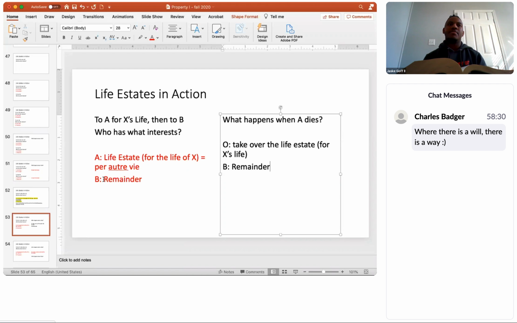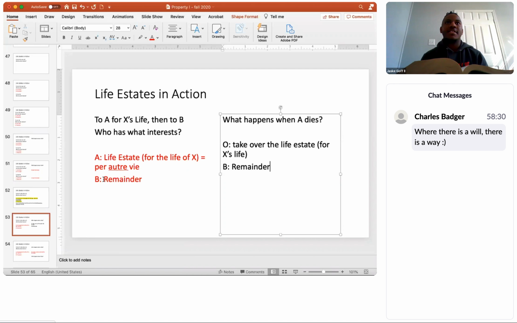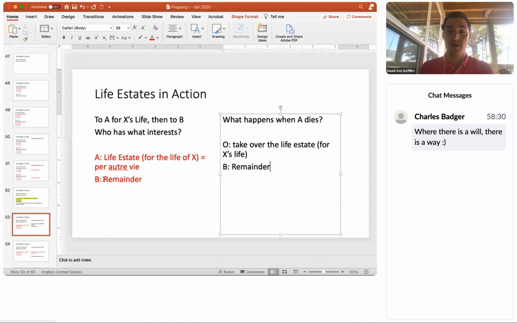Because it's a life estate for X's life, but he is interested because a dead person doesn't have interest. Correct. So he is interested, certainly, but his interest is not really relevant. And so you're recognizing when you say it goes back to O that A can't keep it because A is dead, but that the life estate is still there, right?